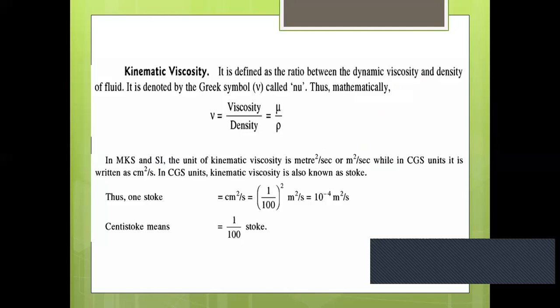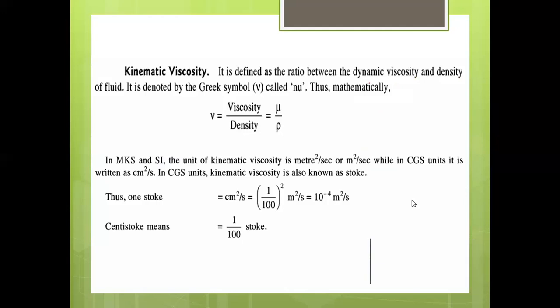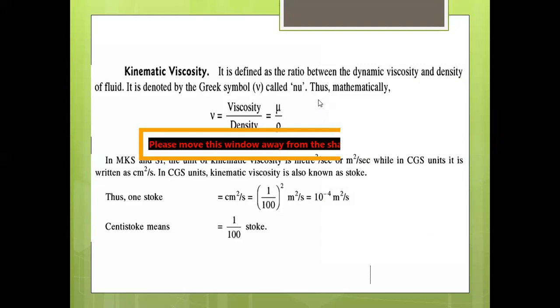Yes, this is our next property, not property, it is a unit of the viscosity, that is kinematic viscosity. So what is kinematic viscosity? Can anyone tell me, if you remember? And how is it denoted? What is the symbol we use for denoting kinematic viscosity?